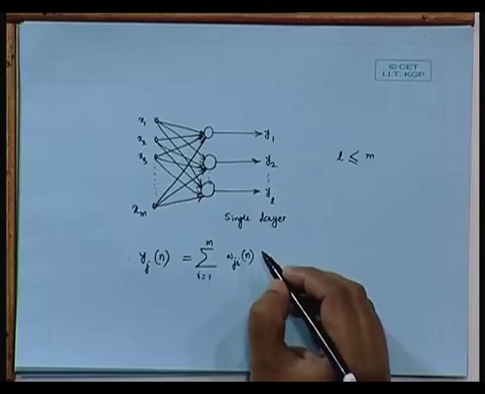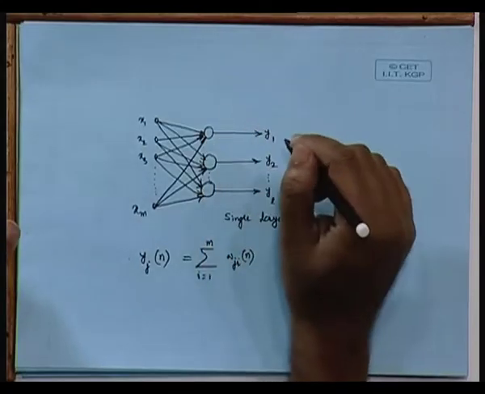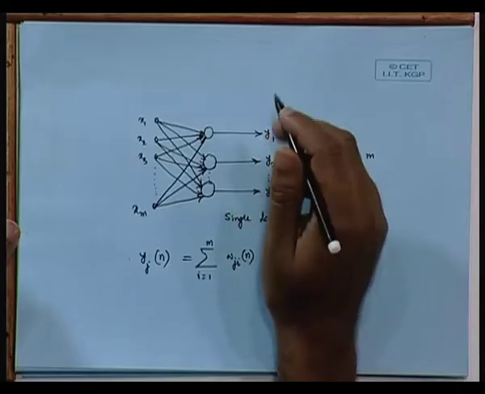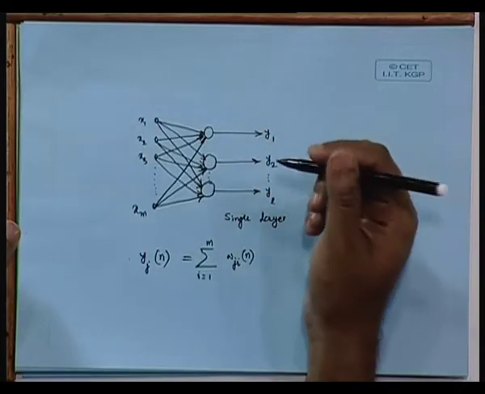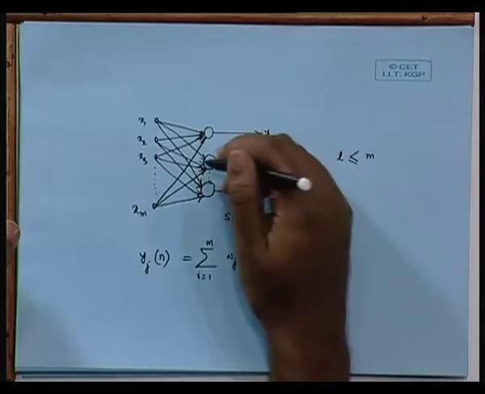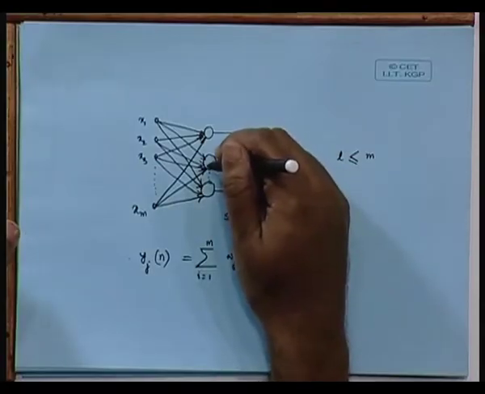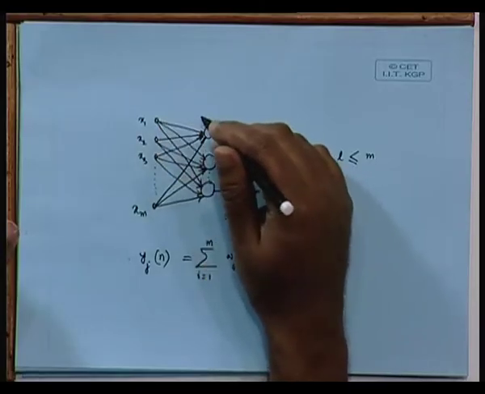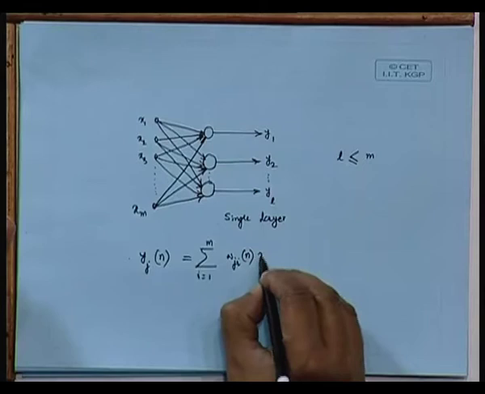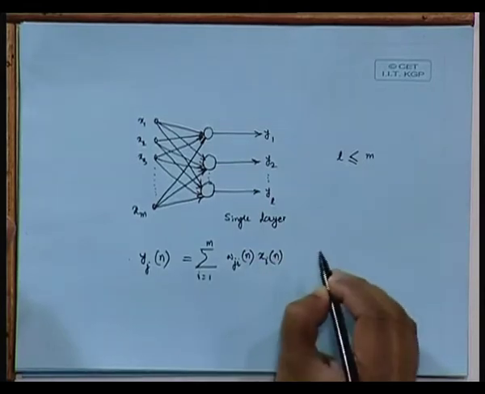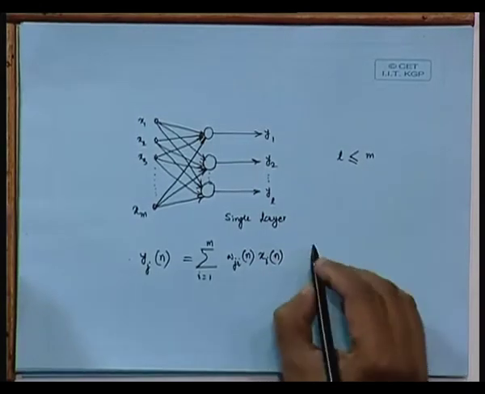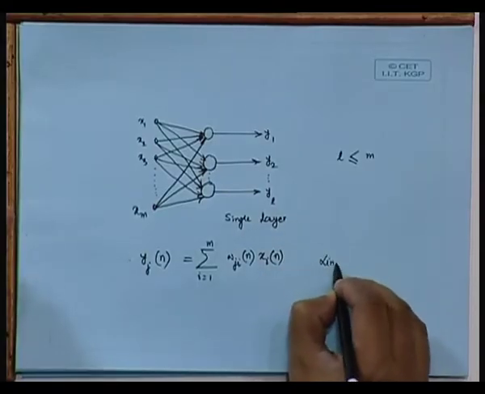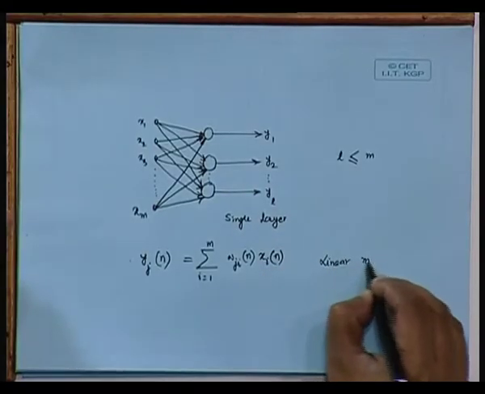So, basically the synaptic weights are arranged in the same way. That means when we are taking the jth neuron over here, then by wji we will be referring to the synaptic weight connection between the jth neuron of the output and the ith input to it. So, it is wji xi of n. So, it is a linear neuron model. What we have shown is a linear neuron model.